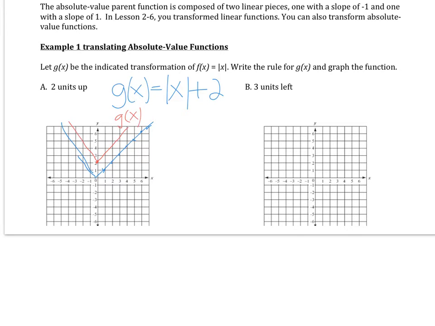Left or right goes inside the parentheses. Remember, our basic rule is subtracting if it goes right, adding if it goes left. So I would add 3 units. So what does that look like? Parent function in blue. And it's going 3 units left. So what's happening is the vertex is moving to the left 3 units.